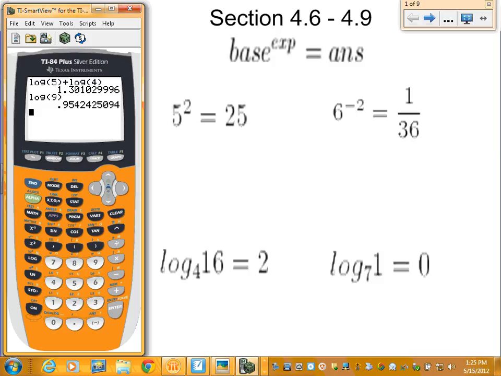Does anybody remember what the log of 5 plus the log of 4 would be equal to? Log of 20. There you go. Where'd you get 20 from? Okay, even though it says adding right there, the reason you would add them is because you're multiplying numbers with the same base. This question right here is all over the final exam.